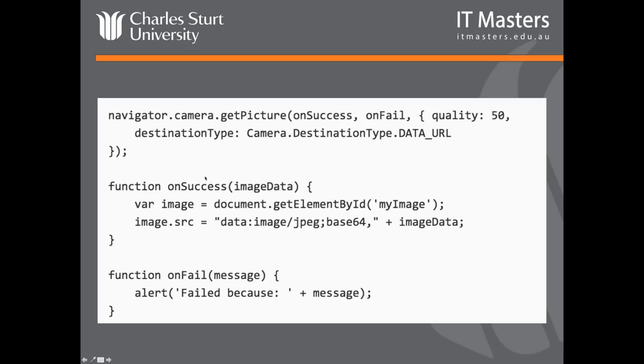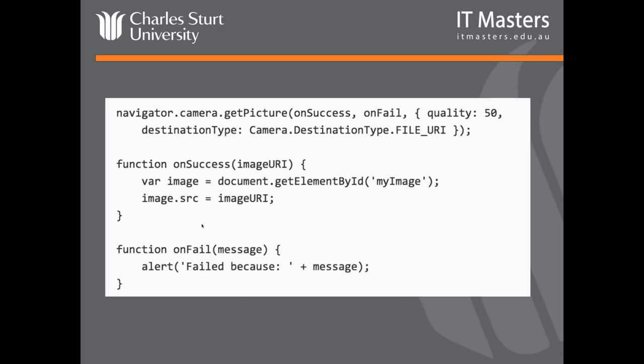So in this case, if we've got a successful image that's been taken by the camera, then we're going to replace the source of that image with what we just took. Image here is, we're getting the element by ID straight out of the HTML, and then we're replacing it with the image data. So this is what we did last week, where we captured the image data from the camera and then replaced an image that was already on screen.